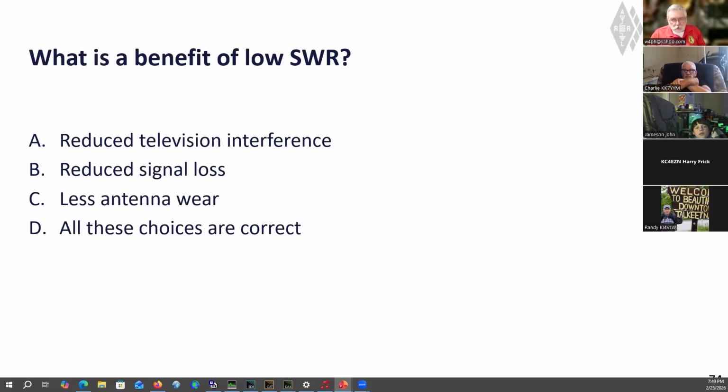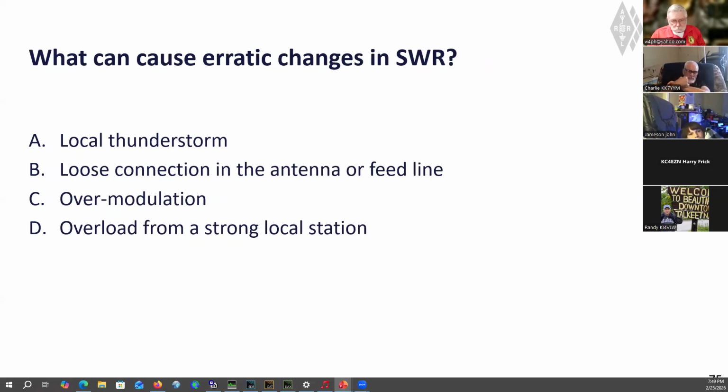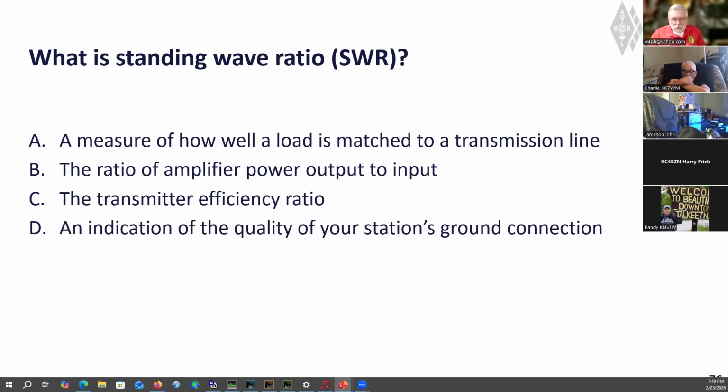What is the benefit of a low standing wave ratio, SWR? And that would be reduced signal loss, B. What can cause erratic changes in SWR? Loose connection in the antenna or feed line. What is standing wave ratio? A measure of how well a load is matched to a transmission line.